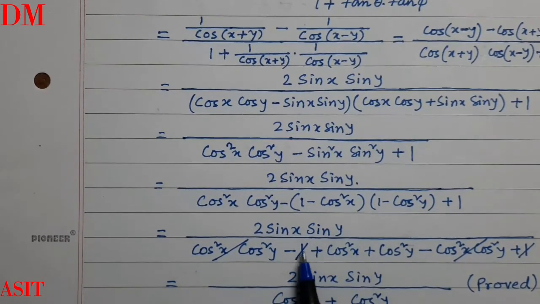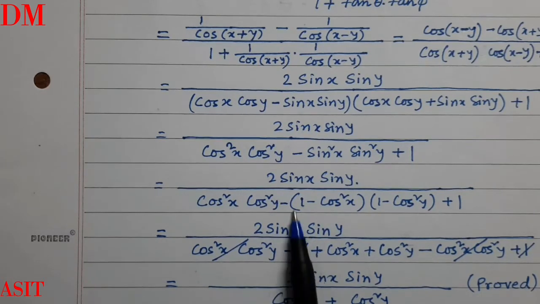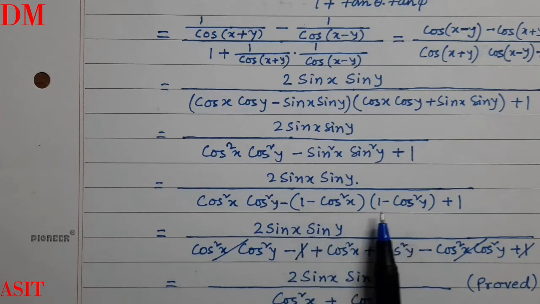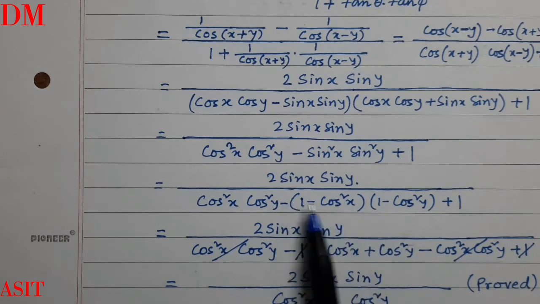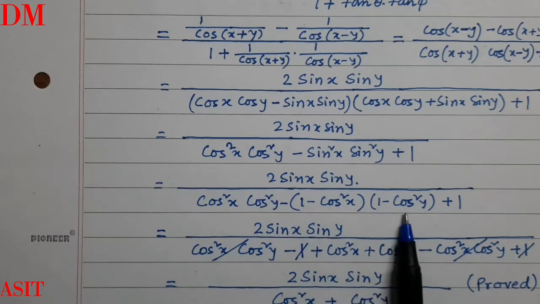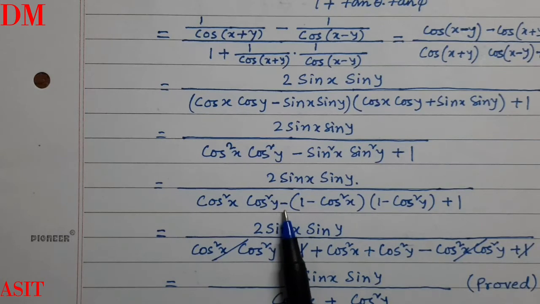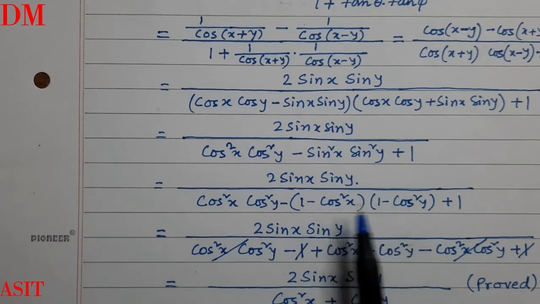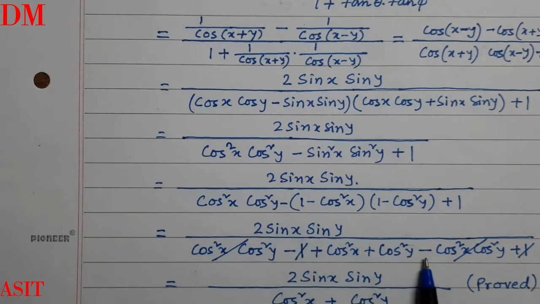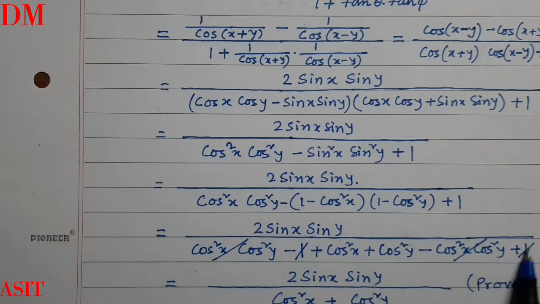So therefore if we multiply, we get minus 1, then this will be plus cos square x. Why? Because minus cos square x into 1 will become minus cos square x, and because of this minus it will become plus cos square x. Similarly, we get minus cos square y, and due to this minus, it will be plus cos square y. And then multiplying these two terms and applying this negative sign here, it will be minus cos square x cos square y, and plus 1 as it is.